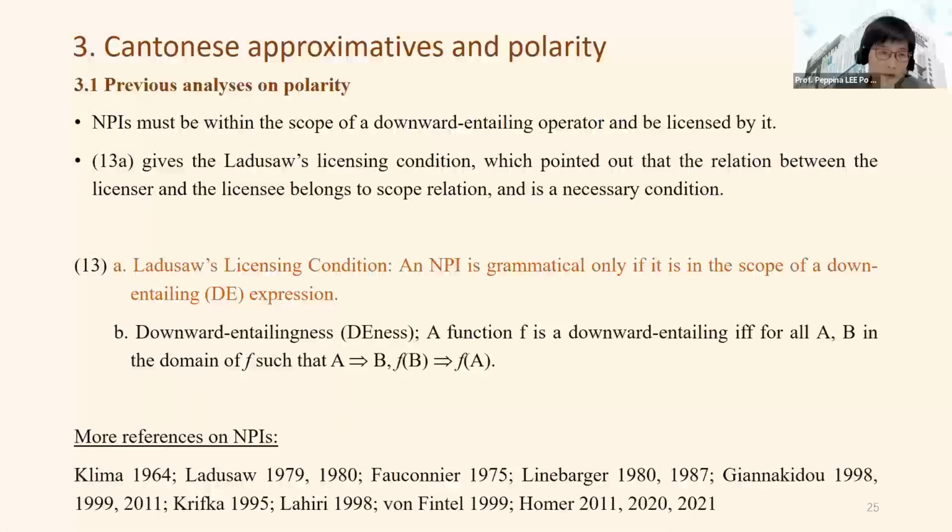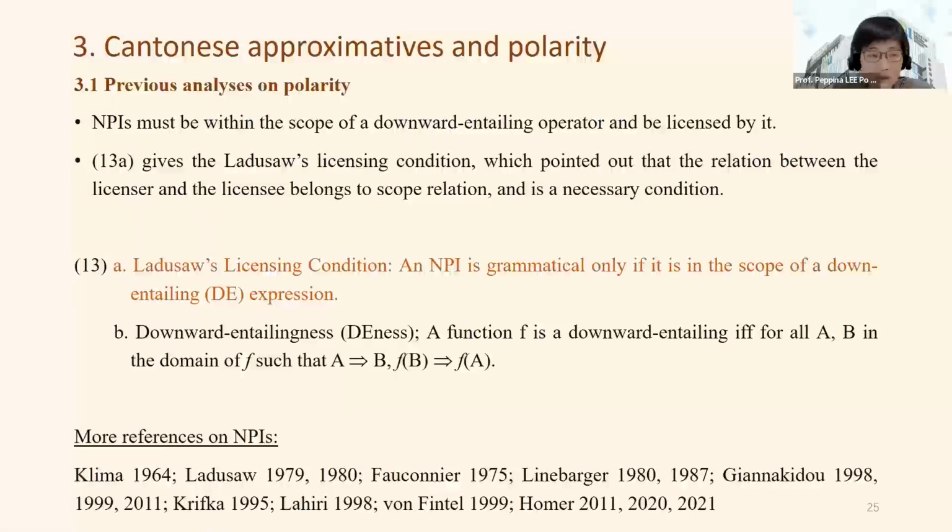Let's look briefly at the definition of polarity in previous analyses. Negative polarity items, or NPIs, must be within the scope of a downward entailing operator and be licensed by it. To make it easy, negation is one of the downward entailing operators; just consider the downward entailing operator as the negator. In other words, if an item is a negative polarity item, it must be within the syntactic scope of the negator.